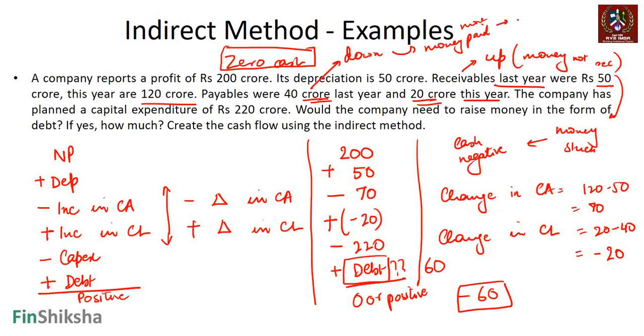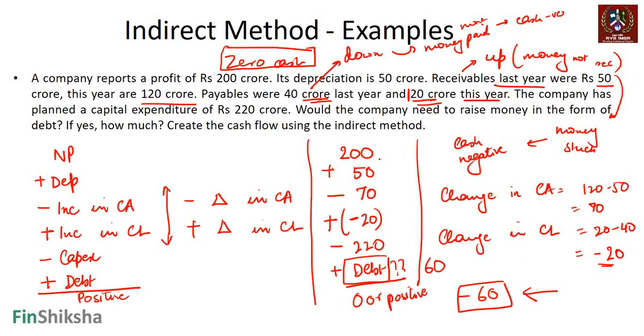More money paid is going to be cash negative. So you just look at the change and the change is added. The change is negative because now you are at 20 and earlier you were at 40, and that gets subtracted. Otherwise, if payables had gone up to let's say 120 crore, in that case you would have added 80, correct? And then you solve it and you get your answer as 60 crore of debt is needed.